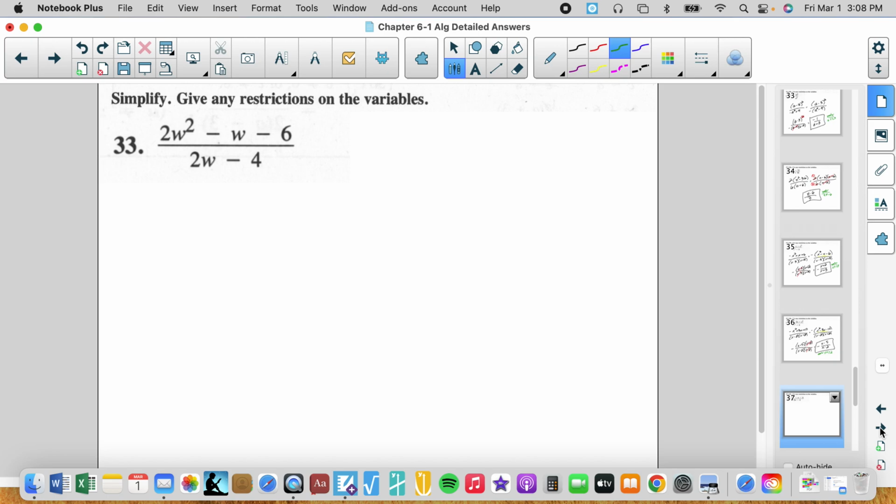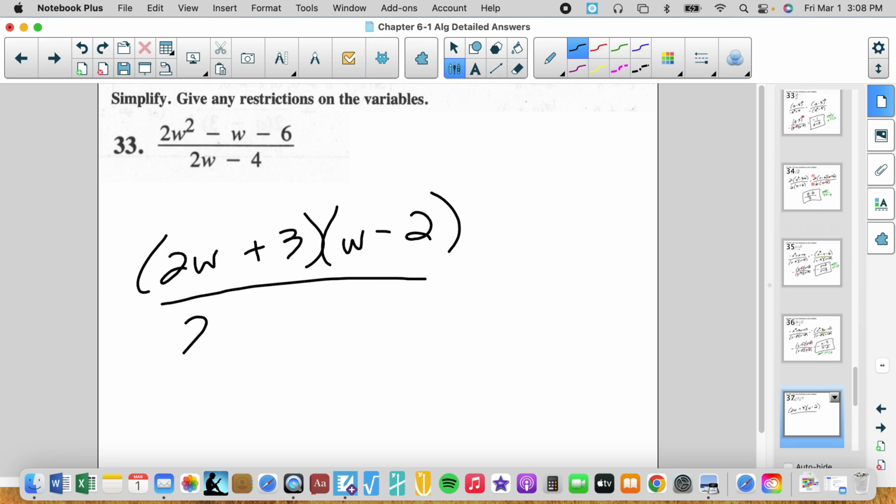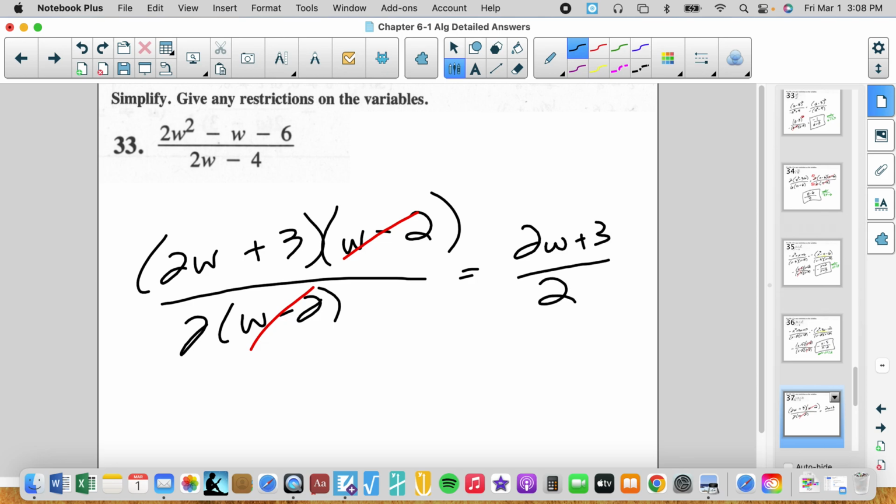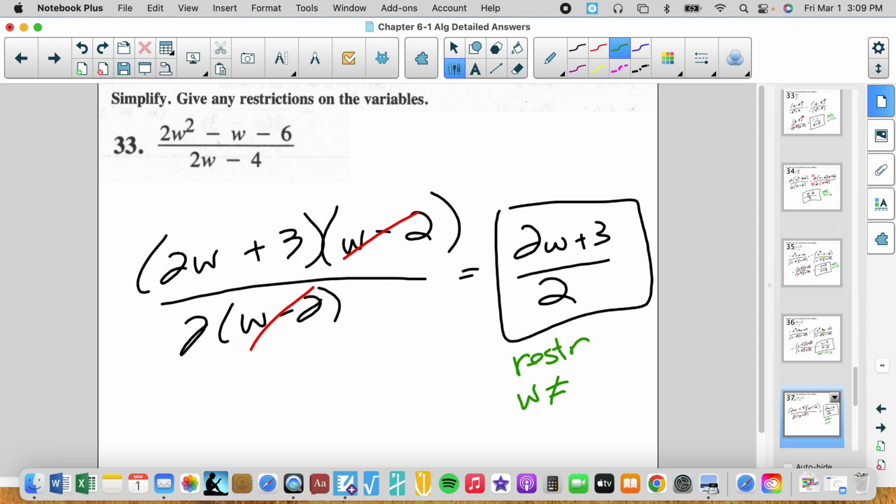We've seen that one before, 12. So, not green. That's going to be 2w, and that's going to be w, and we're going to make this 3 and 2, and that's going to be negative. That's going to be positive, and we're going to factor out a 2, and the w minus 2 cancels, and we're left with 2w plus 3 over 2 with a restriction where w cannot equal 2.